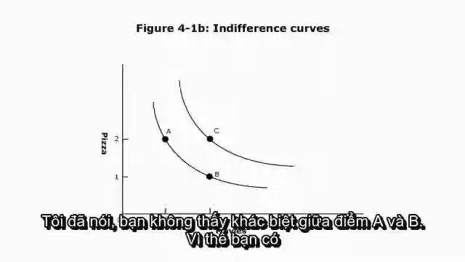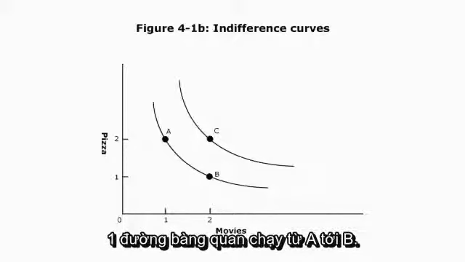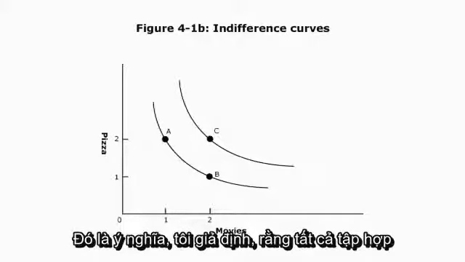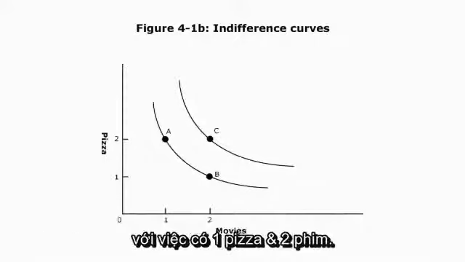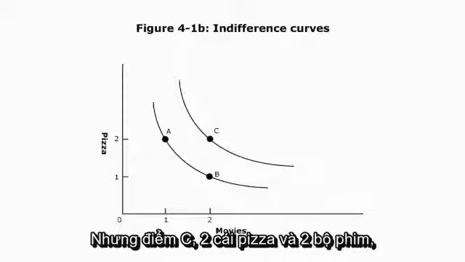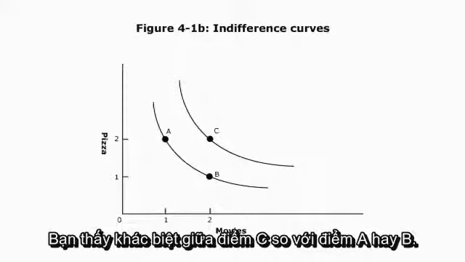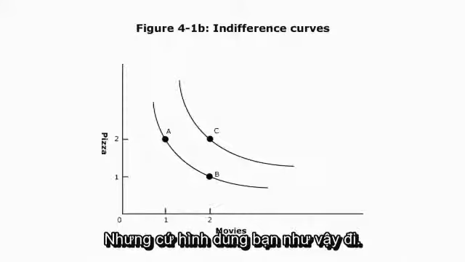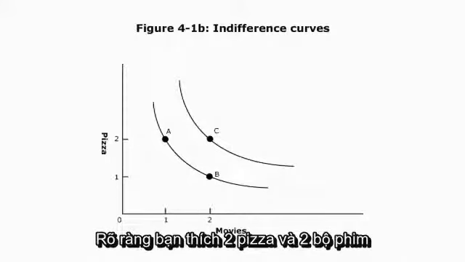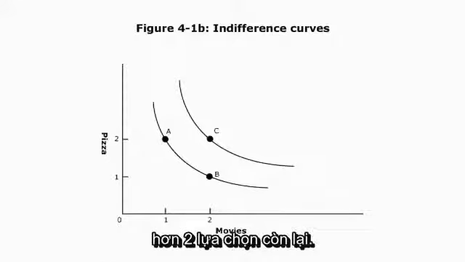So you have an indifference curve. I said you were indifferent between A and B. So you have an indifference curve that runs between A and B. That means that I'm assuming that all combinations along this curve you're indifferent. So you're equally happy getting two pizzas and one movie or one pizza and two movies. But point C, which is two pizzas and two movies, is on a different indifference curve. You're not indifferent between point C and points A and B. I'm just assuming this. Let's imagine you are. But you clearly like two pizzas and two movies better than one of one and two of the other.